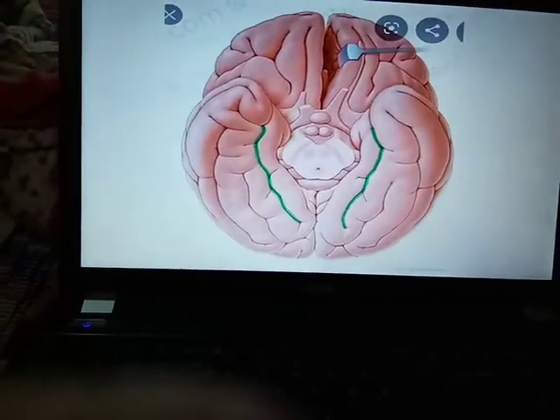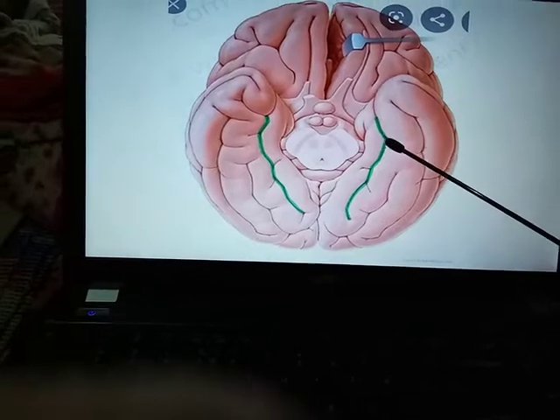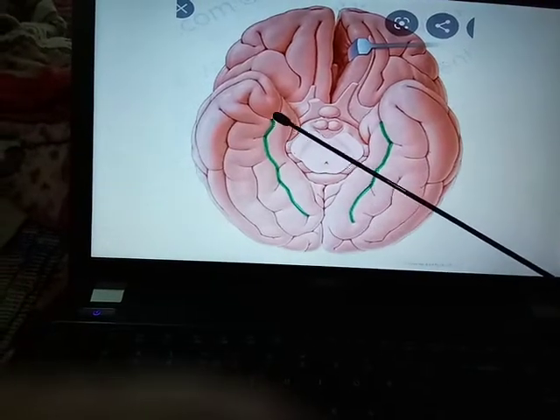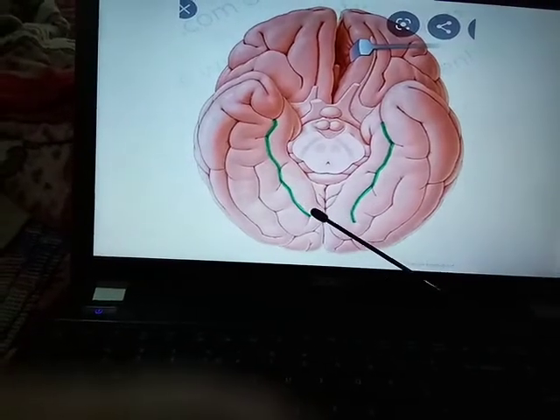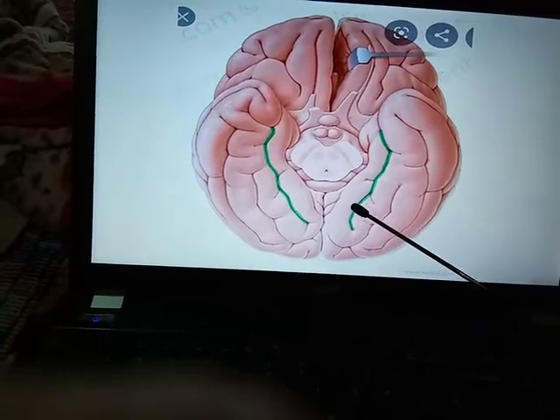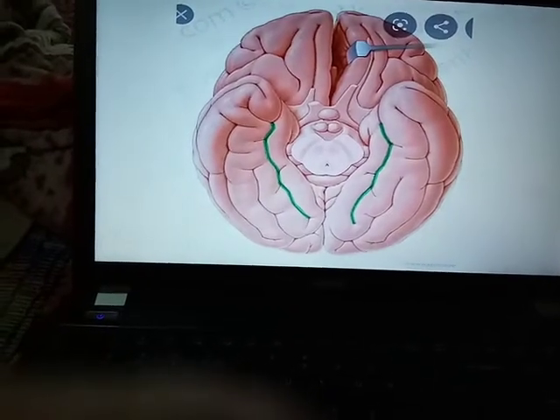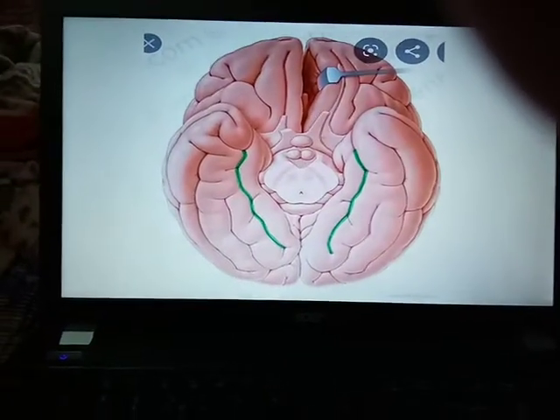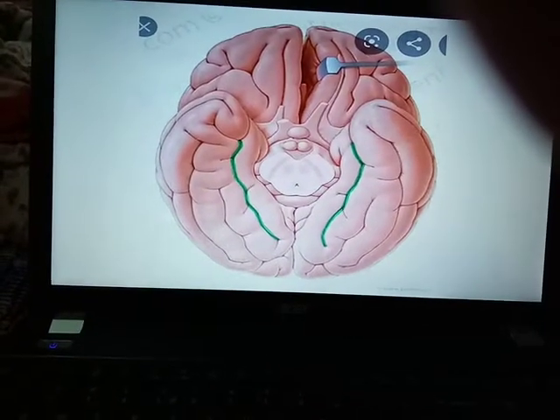Then you have the complete sulcus. This is the example of the complete sulcus present on the inferior surface of the cerebrum. This is the collateral sulcus. This collateral sulcus raises an eminence in the lateral ventricle called the collateral eminence.